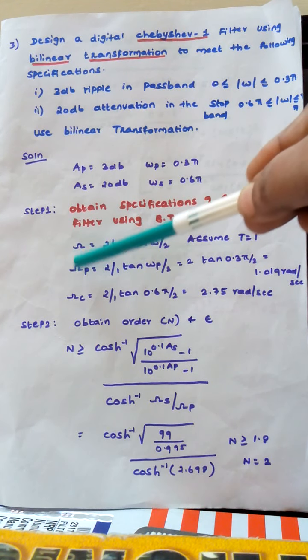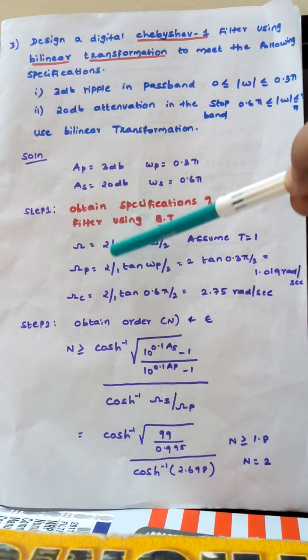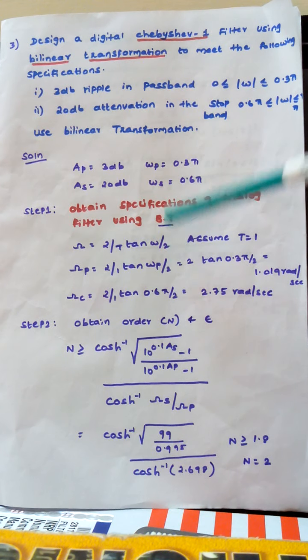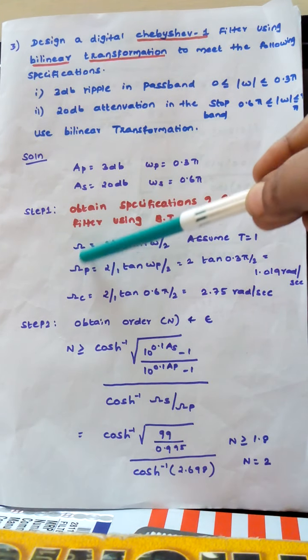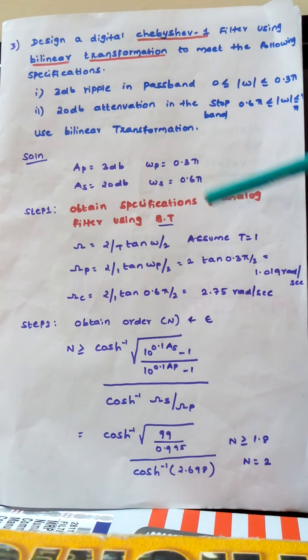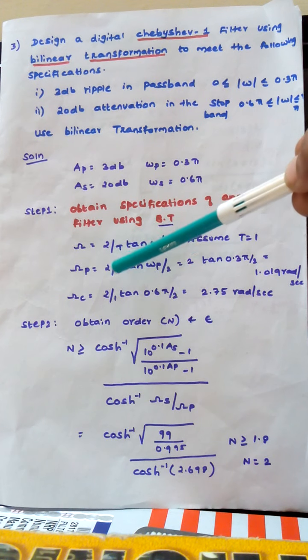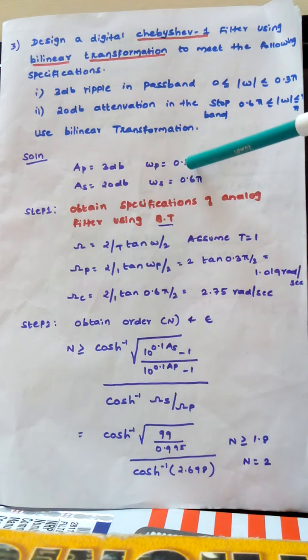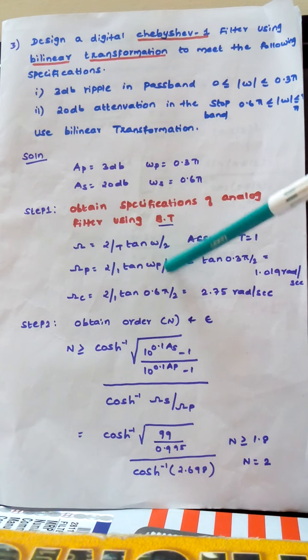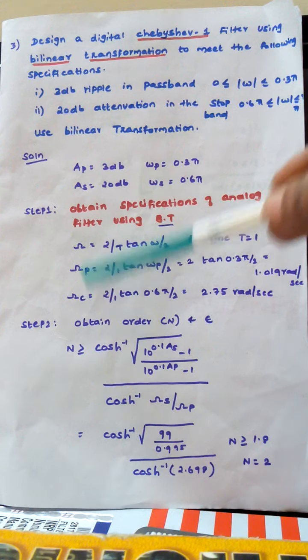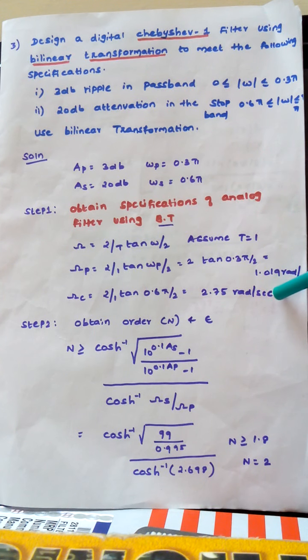This is the formula: omega equals 2 by T into tan of omega by 2. Here we have to find out what is omega P and what is omega S. The T value they didn't mention, so we are assuming that T equals 1 second. So we are getting 2 by 1 into tan of omega P, which is 0.3 pi, divided by 2, so it is 1.019 radian per second. Similarly, omega S we are getting as 2.75 radian per second.